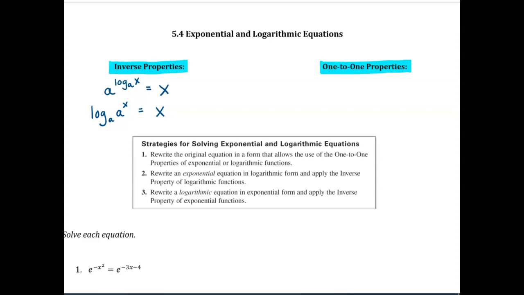The one-to-one properties are that a to the x equals a to the y if and only if, that's what that double arrow means, x is equal to y. So a to some power equals a to some other power if and only if the powers are the same. And log base a of x equals log base a of y if and only if x equals y. If two logs have the same base, those numbers have to be the same. So log base a of something, log base a of something, those somethings have to be the same, in this case, x and y.